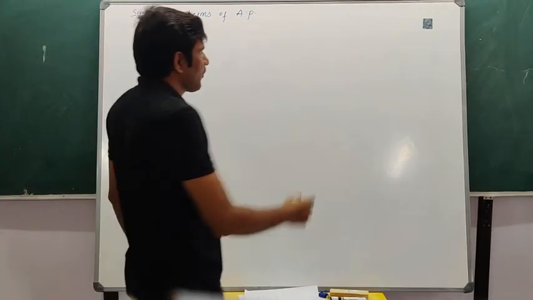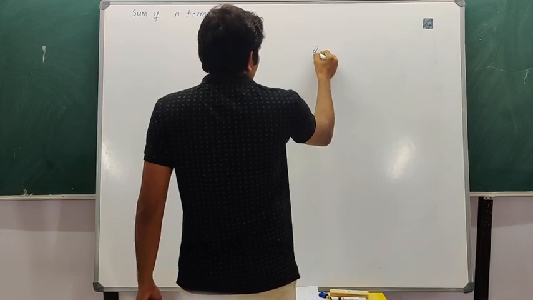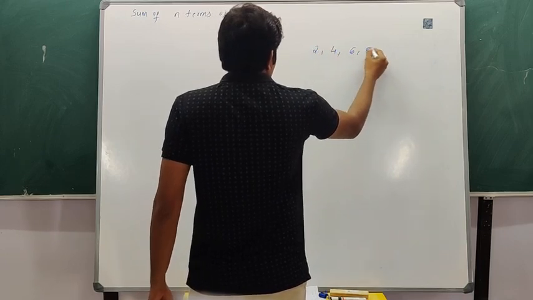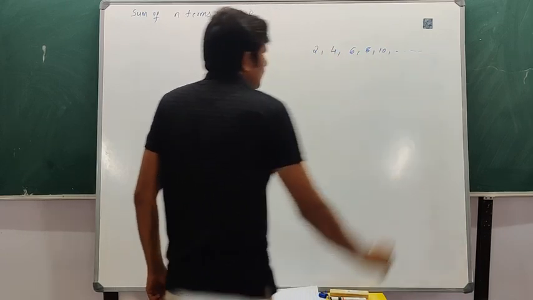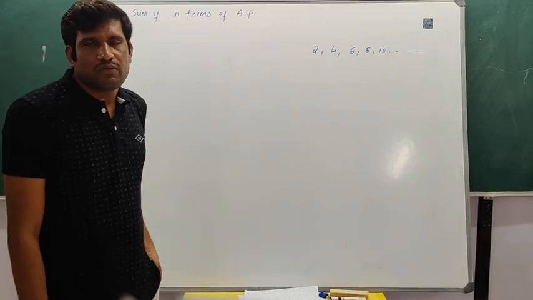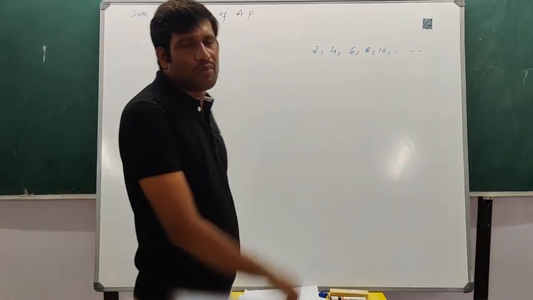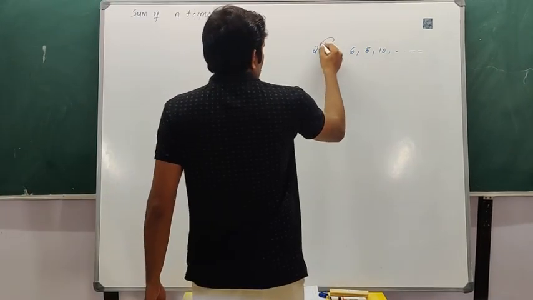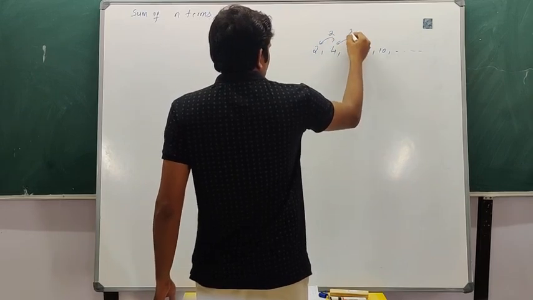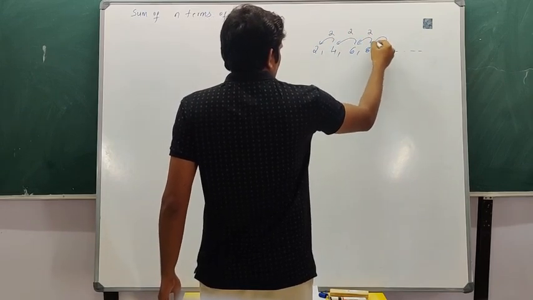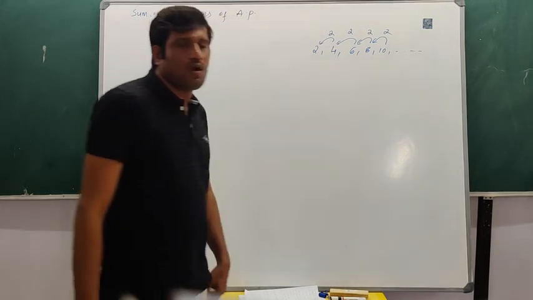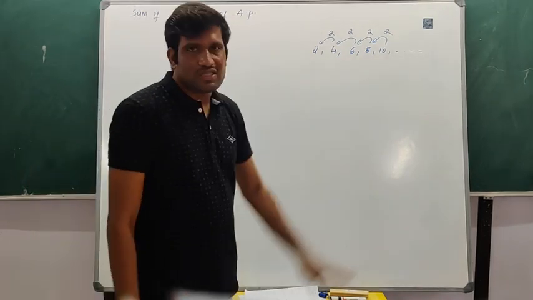So what is the meaning of sum of n terms? Let us consider the AP 2, 4, 6, 8, 10 and so on. This is an arithmetic progression. Why is it an arithmetic progression? Since the common difference is the same. 4 minus 2 is 2, 6 minus 4 is 2, 8 minus 6 is 2, 10 minus 8 is 2. Since the common difference is the same, this is an AP.